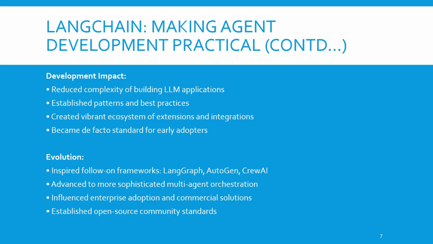While LangChain required significant engineering effort and wasn't a no-code solution like most of the solutions these days, it became a de facto standard in the industry for many early adopters and also spawned an entire ecosystem of extensions, integrations, and complementary tools. Its influence also extended beyond its own framework. It established patterns and best practices that influenced other frameworks like LangGraph and AutoGen and helped bridge the gap between research prototypes and production-ready agent systems.